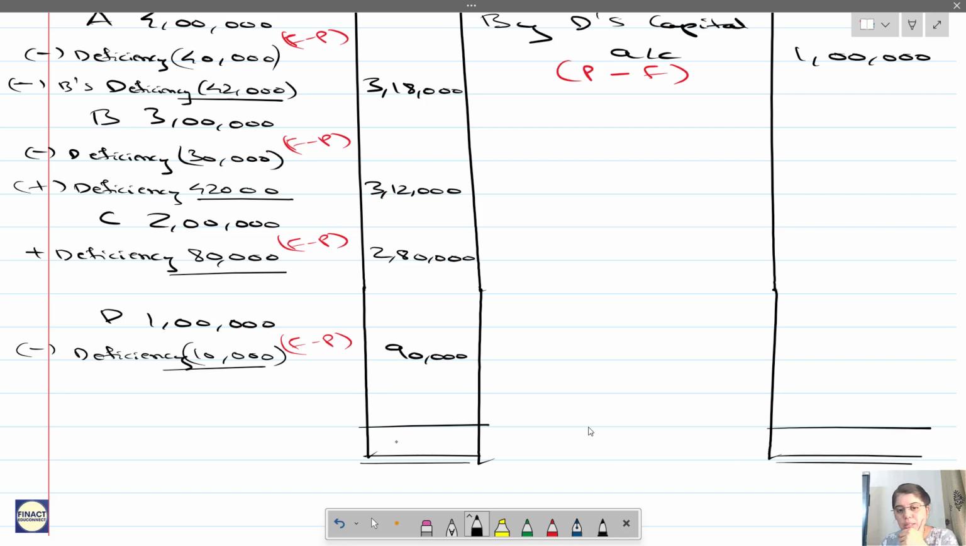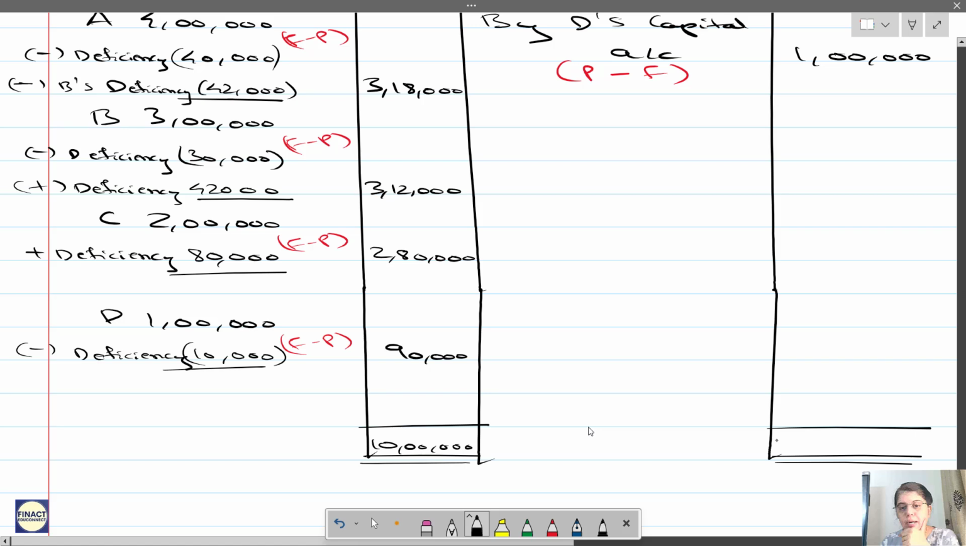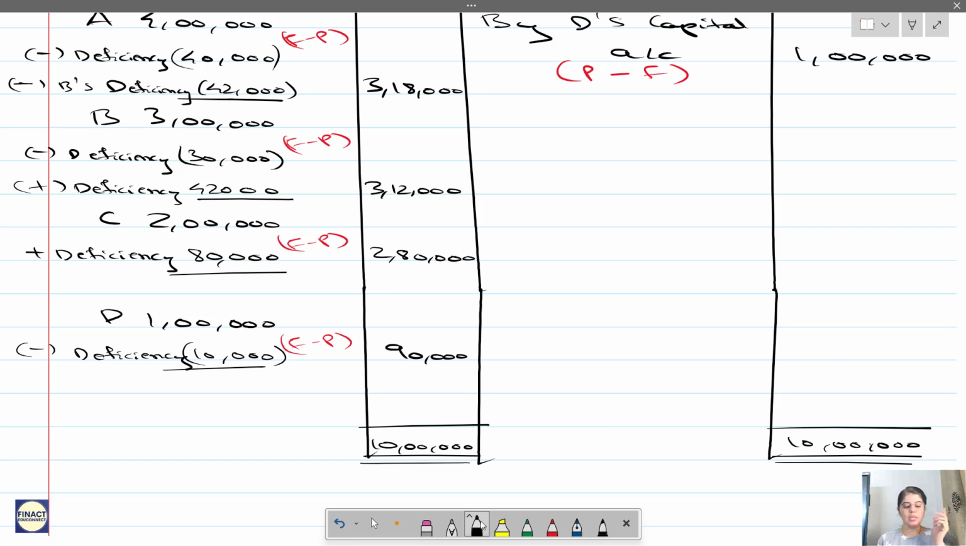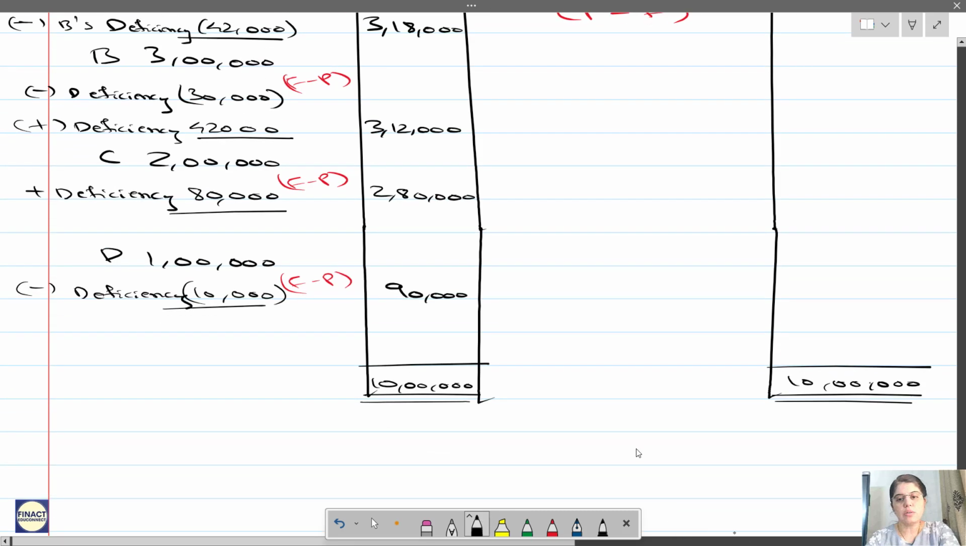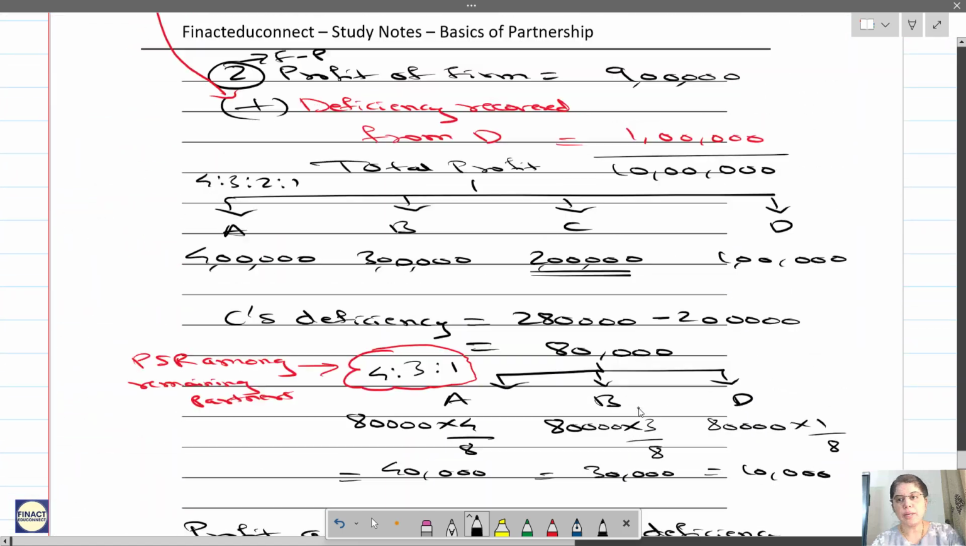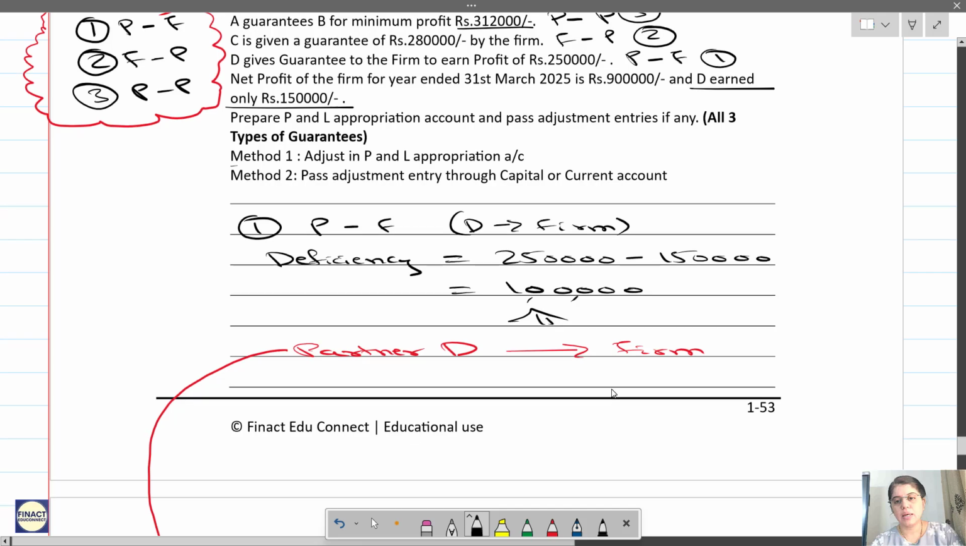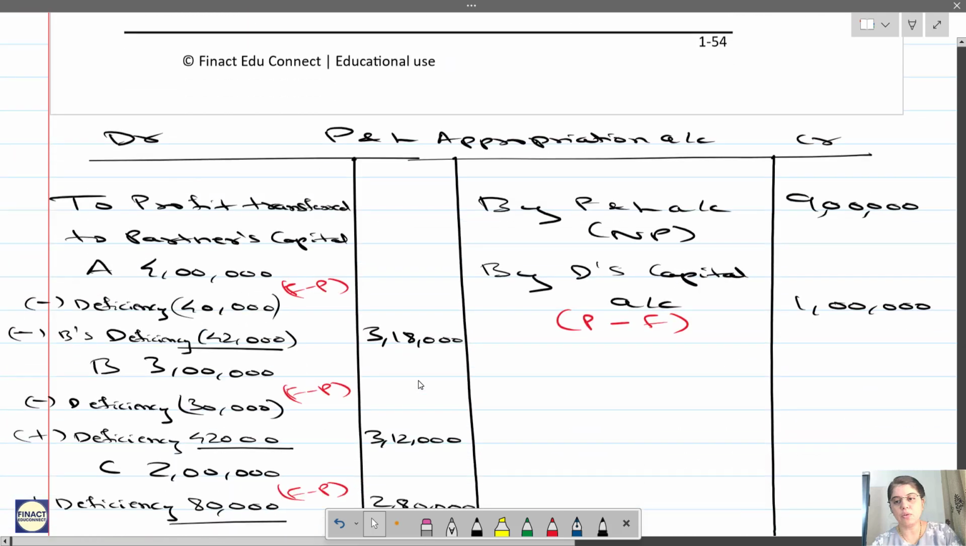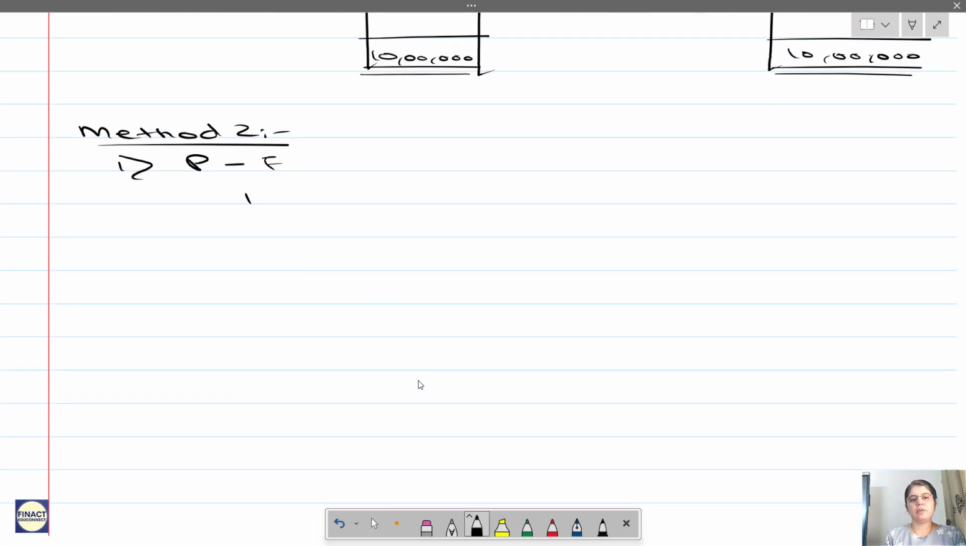So this type of questions may come in the exam wherein you have multiple guarantees. Okay, in that you need to calculate multiple deficiencies and then solve it. Is this clear? Now what we will do is, we will pass the journal entries as per method 2. So whatever are the journal entries that are required, all that we will pass. So first journal entry is for partner to firm. In partner to firm, who is giving? See the working, who is giving? D is giving to the firm. So the entry will be D's capital account to profit and loss appropriation account. That will be the first entry.